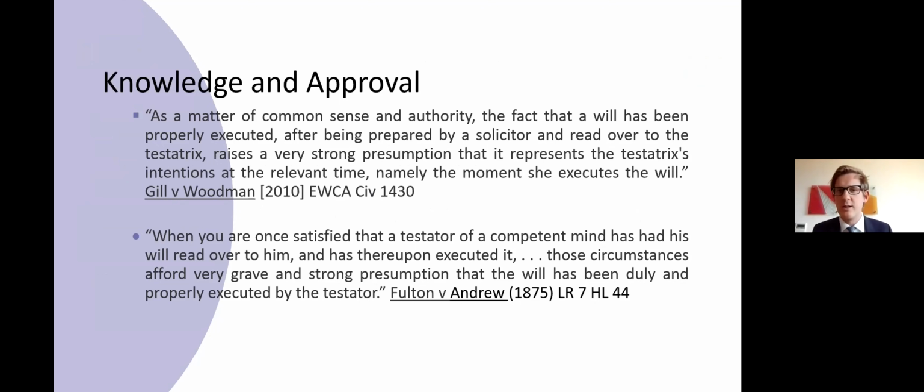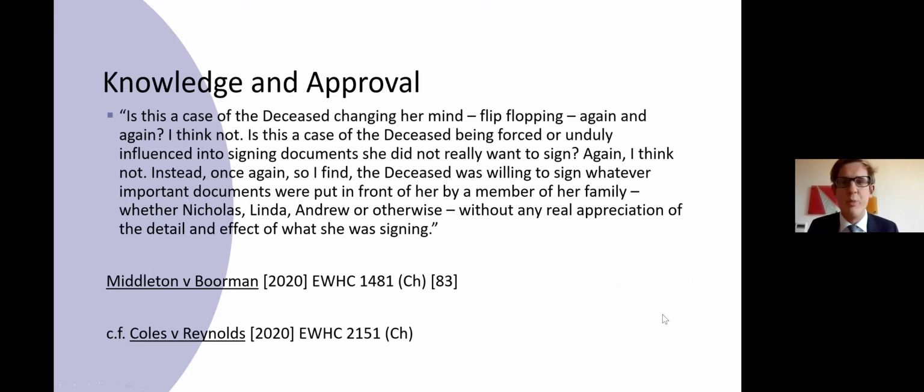These are a couple of quotes, Gillen, Woodman, and then the older case of Fulton and Andrew, which are pretty useful if you're seeking to bat off a proposed knowledge and approval claim, and you have a will that's been executed by solicitors, instructions have been given, and so on. But there is some hope, and some recent hope. Middleton and Borman, a recent case from last year, fascinating judgment. I urge you to read it if you are interested in knowledge and approval. I'm certainly an evangelist for knowledge and approval claims.